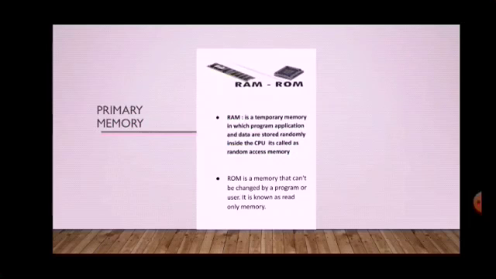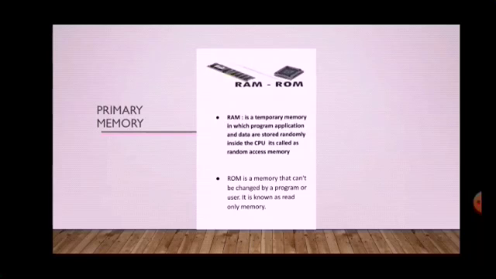Primary memory is also known as main memory or internal memory of the computer, where data and instructions are stored. This memory can be directly accessed by the CPU, and it is also divided into two parts, RAM and ROM. First we learn about the RAM.